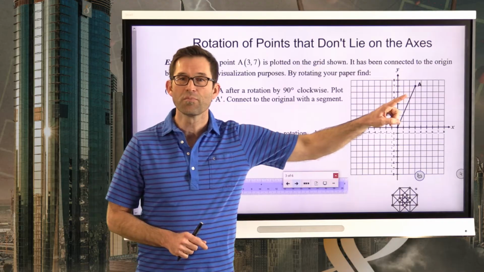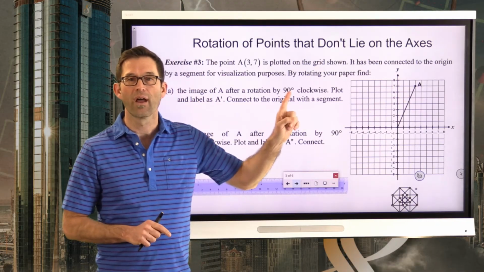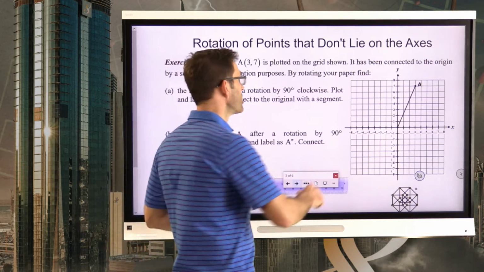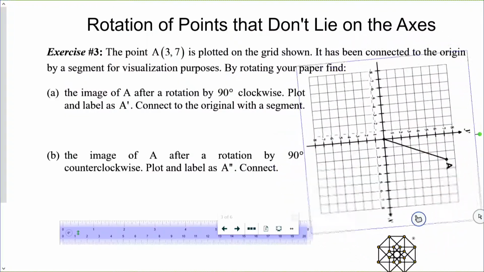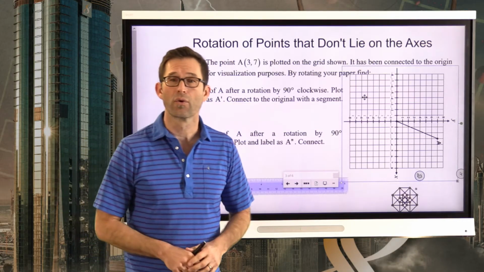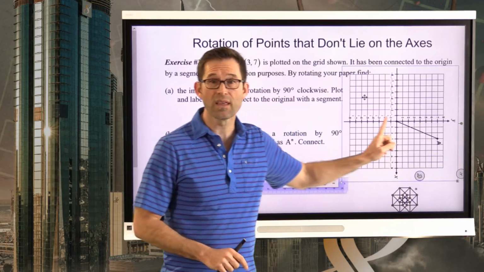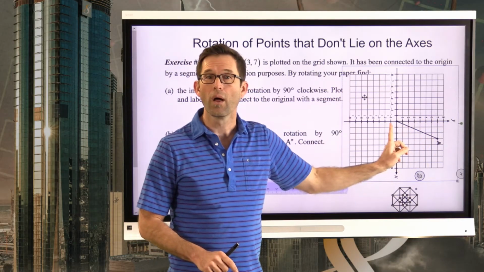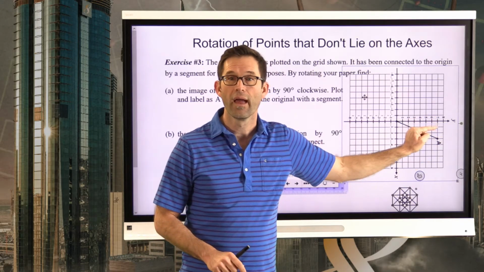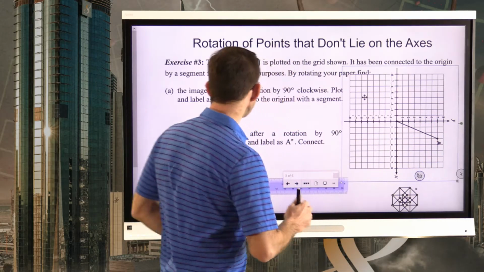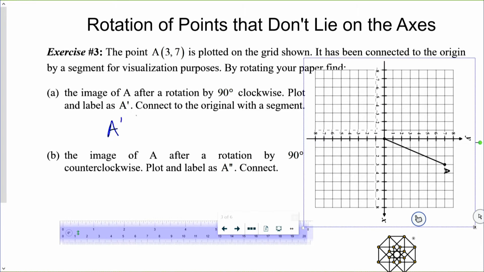I want to take this point and figure out where it ends up after a 90 degrees clockwise rotation. So what I'm going to do is take my paper right now and rotate it 90 degrees clockwise. That is absolutely it. Now, once I've rotated it 90 degrees clockwise, I want to treat this as the x-axis and this is the y-axis, and I want to just read off the coordinates of this point. Well, that would make me go 7 units to the right and 3 units down. So my image point, A prime, is going to be at (7, -3).